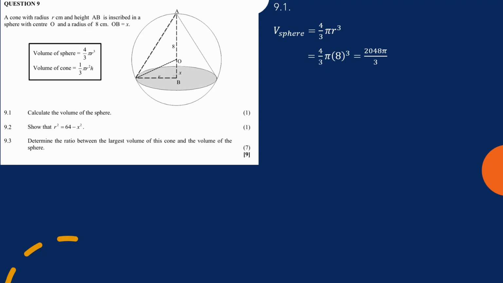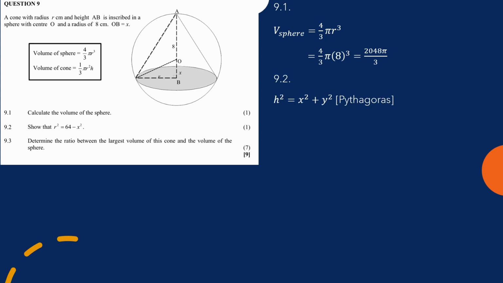And I like to leave my answer in that form and not to round it off at this point, because this is not the end of the question, and hence I wouldn't encourage you to round off at this early stage, because you're still going to use that value, and when you round it off, the results are going to be less and less accurate. Now let's go to 9.2.